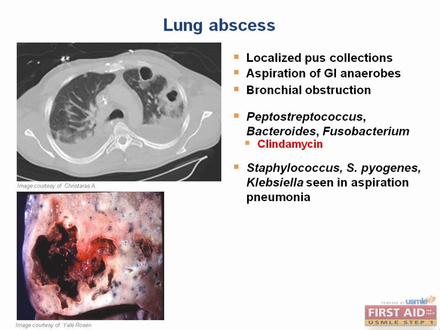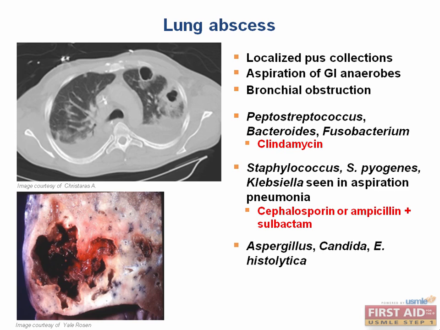Aerobic bacteria like Staph, Strep pyogenes, and Klebsiella can also do this, especially in what setting? Well, that would be a hospitalized patient with aspiration pneumonia, and here you'd probably add a cephalosporin or ampicillin plus sulbactam. Finally, don't forget that fungi like Aspergillus and Candida can do this as well as parasites like Entamoeba histolytica. Now, what might you expect to see on a chest x-ray? That's right, an air fluid level.